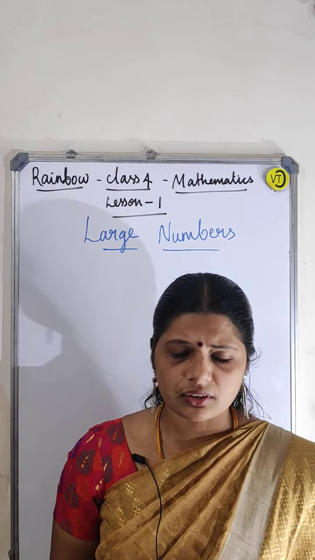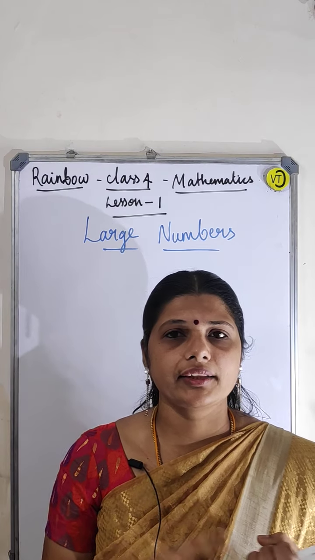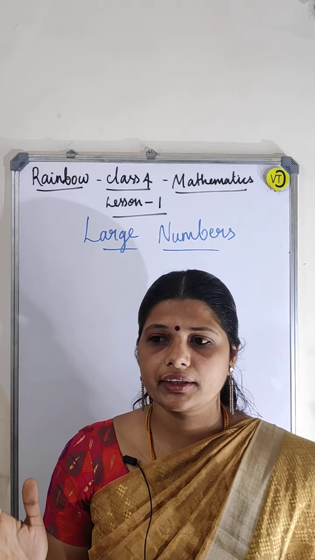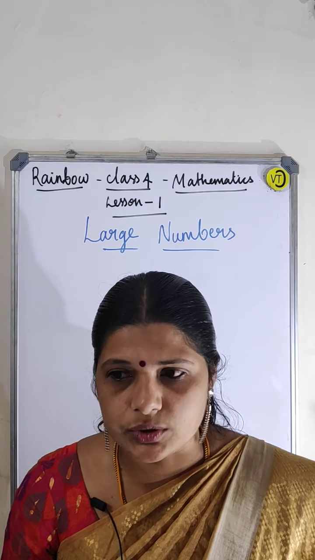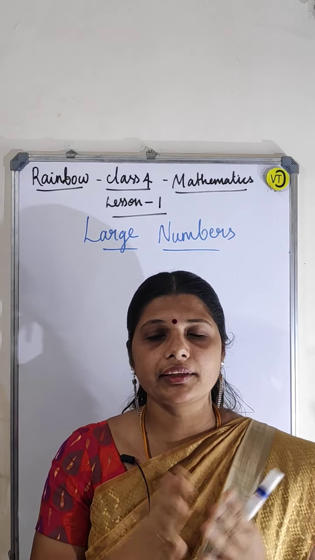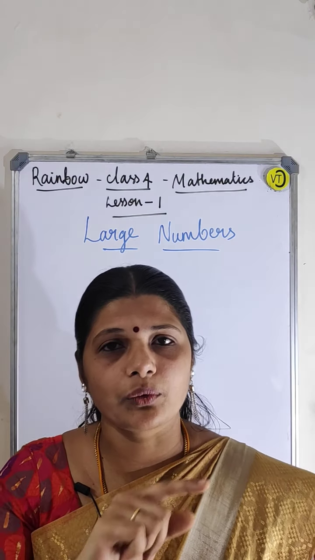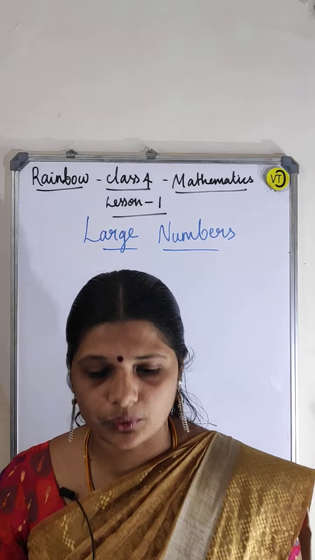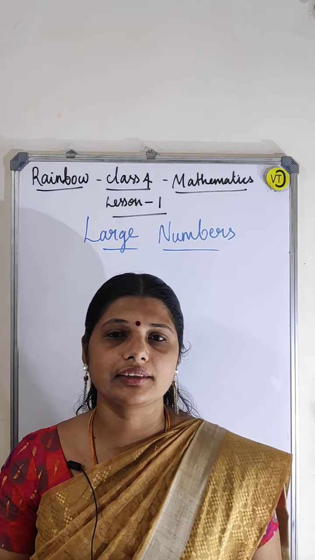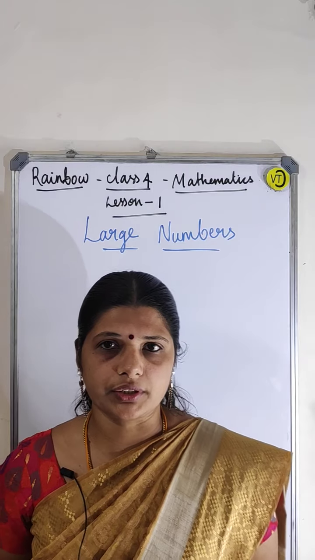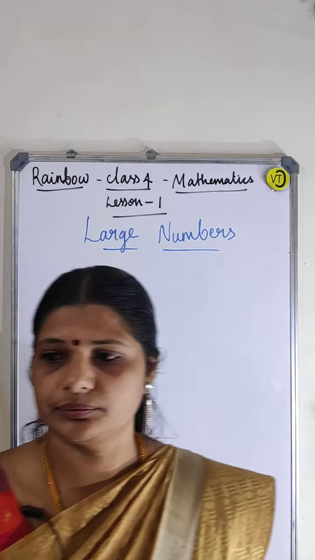Okay. 5-digit numbers, and then arranging the digits of your numerical values in a place value chart, and then comparing the numbers, right? Comparing the numbers, then how to write ascending order and descending order, and reading and writing the numerals. Roman numerals also I am going to tell you. Okay children.